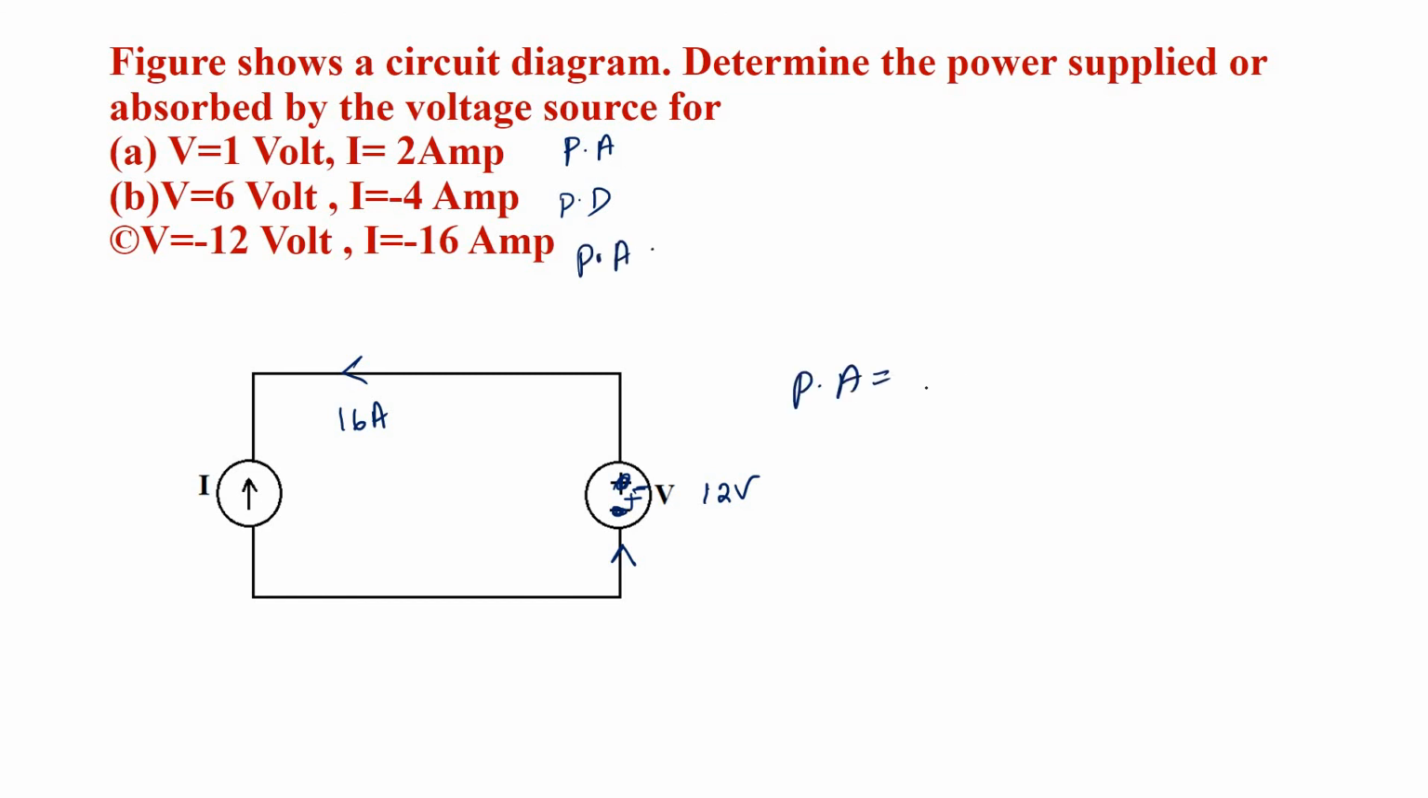How to calculate this? V into I. V is equal to 12 and I is equal to 16. In this way you have to calculate.